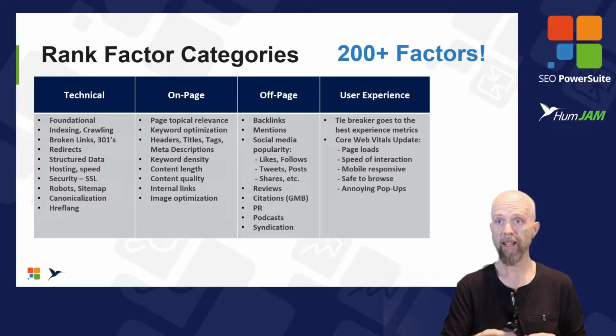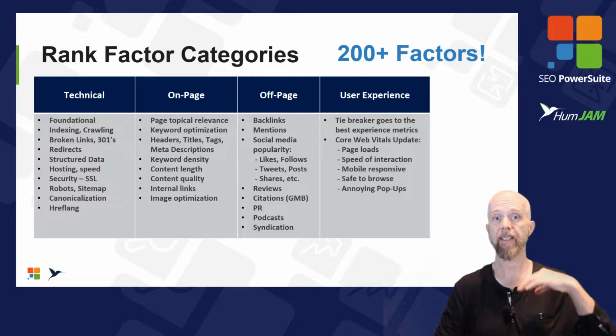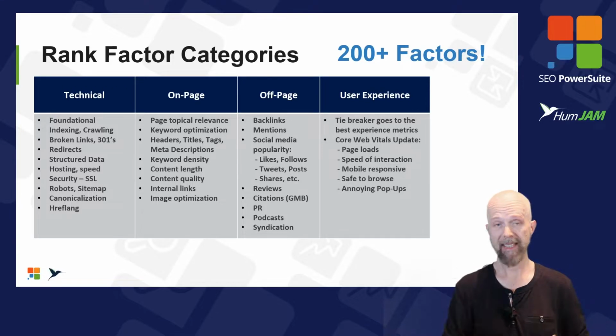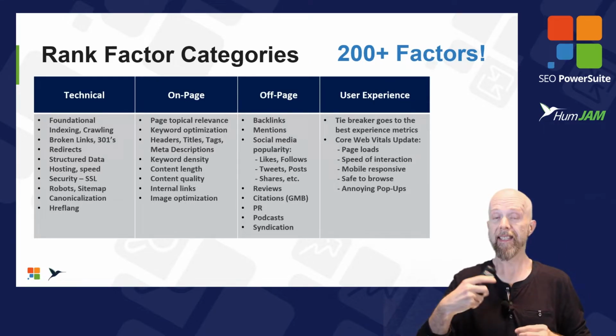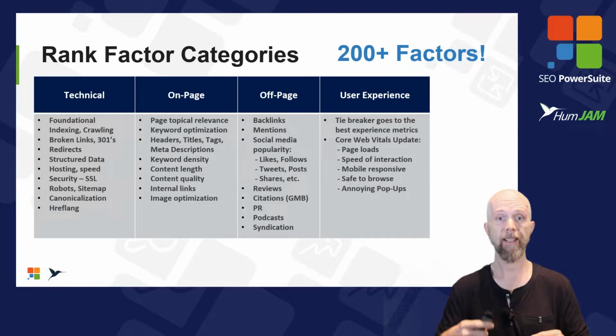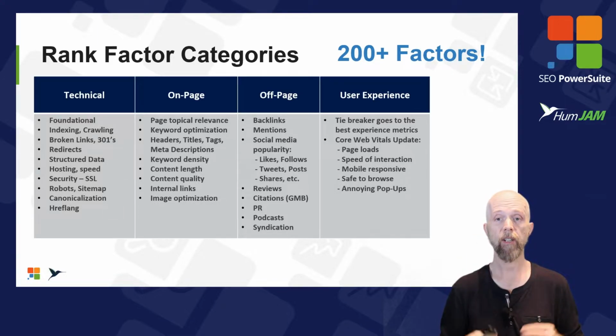Now off page, that's anything that's not on the website itself, like backlinks, mentions, and in today's day and age, social media, likes, follows, shares, tweets, is it popular, citations, press releases, anything that you can do off page, that's an off page ranking factor.